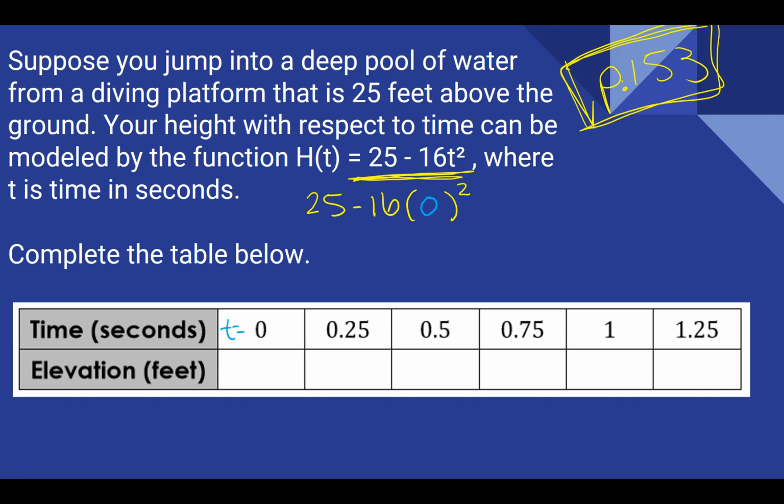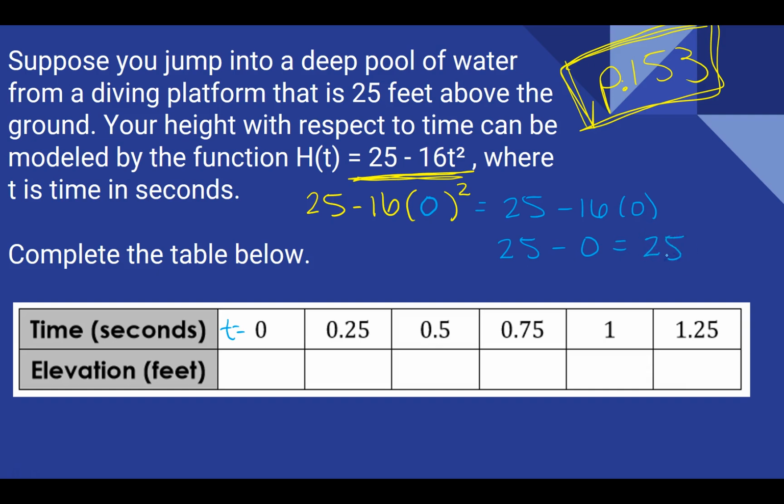Correct. Right. We could not get negatives out of it. All right, PEMDAS again tells me parentheses and then exponents. So I need to do 0 squared first, which gives me 0. Now I get to multiply or divide. So what's 16 times 0? And what's 25 minus 0? 25. Doesn't that make sense?